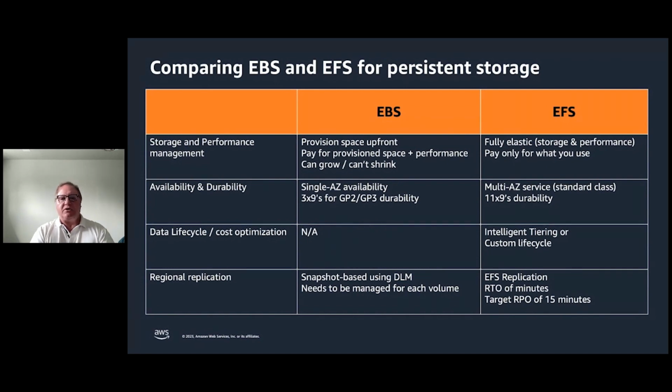Number two is availability and durability. With Amazon EFS, you get multi-AZ as a standard with 11 nines of durability. From a data lifecycle and cost optimization perspective, it's built directly into EFS and simple to turn on. And the last is regional replication. Within EFS, we can enable replication within a region or cross region with an RPO of about 15 minutes. That's why we would recommend leveraging containers with Amazon EFS.